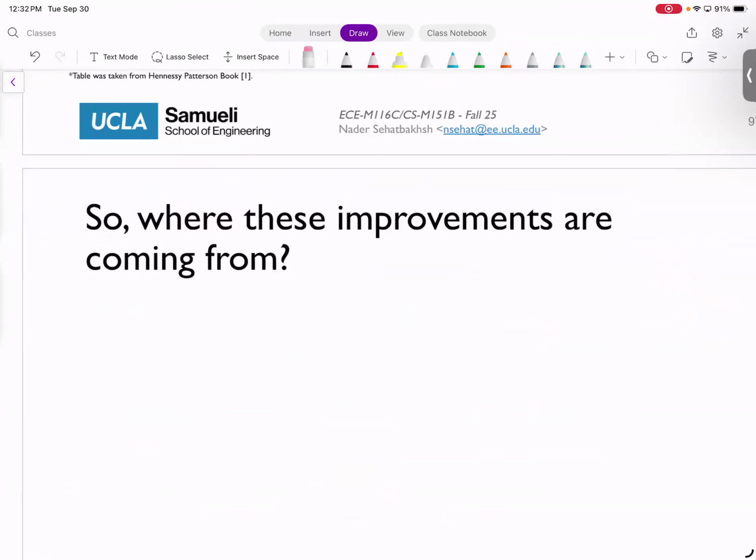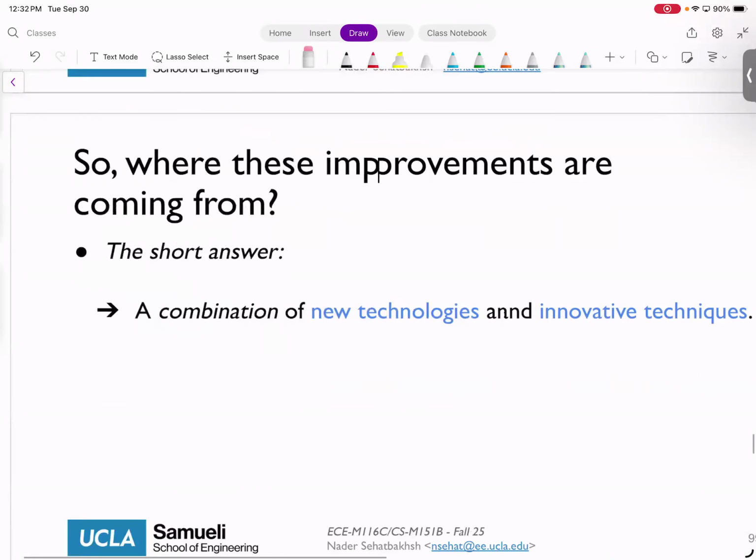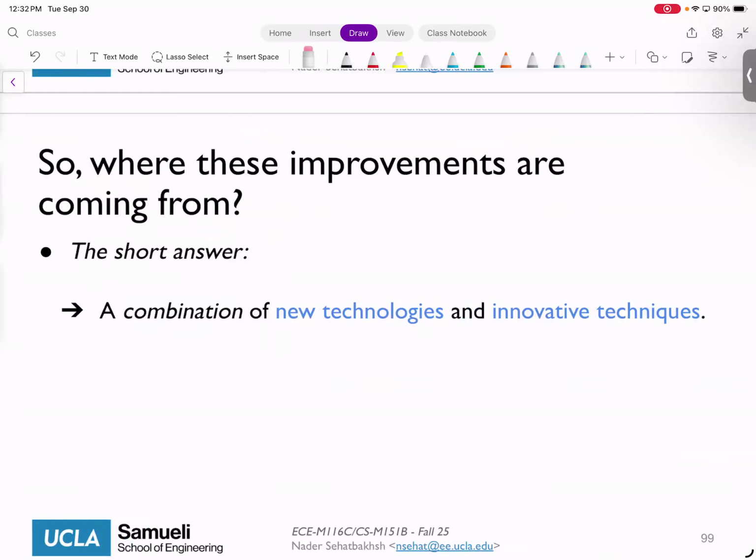So where are these improvements coming from? How do we actually manage to do this? There are two reasons. There is the innovation in the technology. This is like managing to build smaller and smaller transistors using better integration technologies, different techniques to build transistors, packaging and so on and so forth. And then there are the architectural techniques, macro architectural techniques, that we use in order to build the systems.